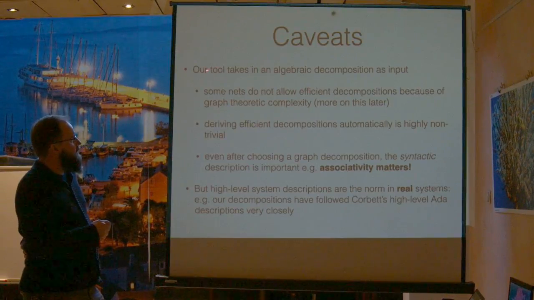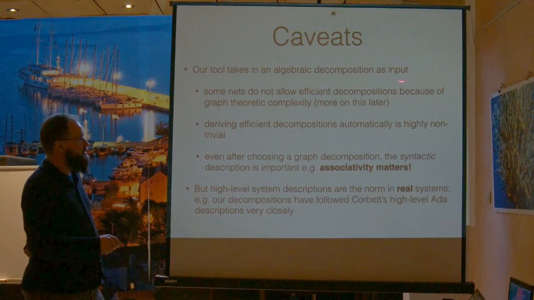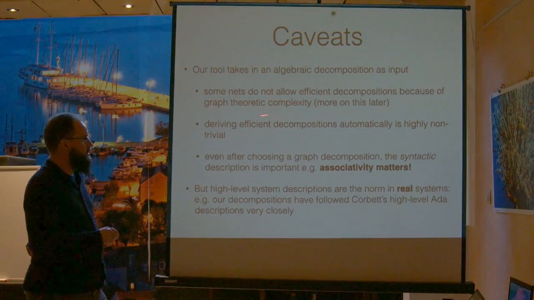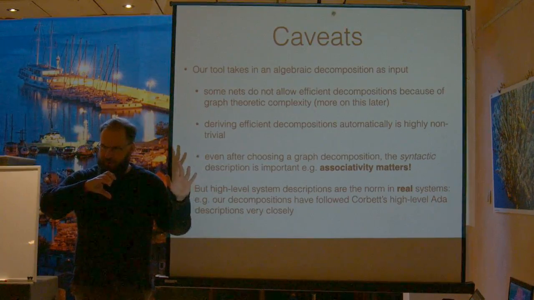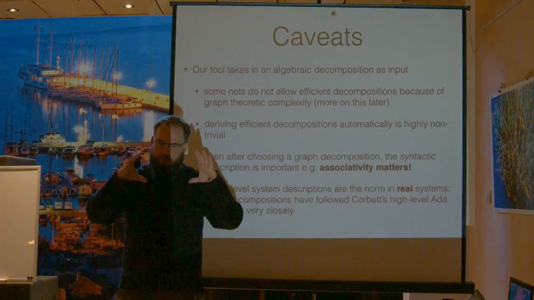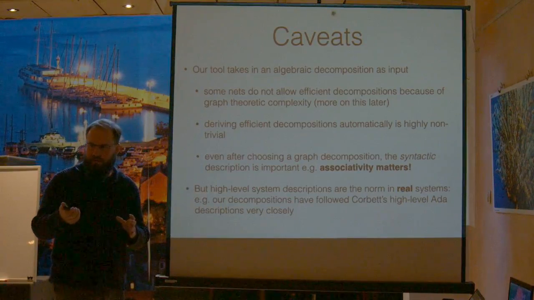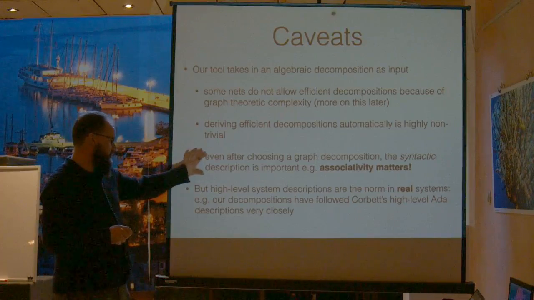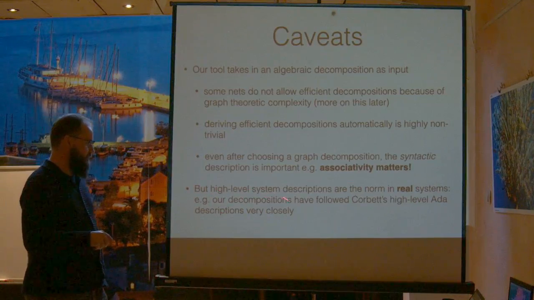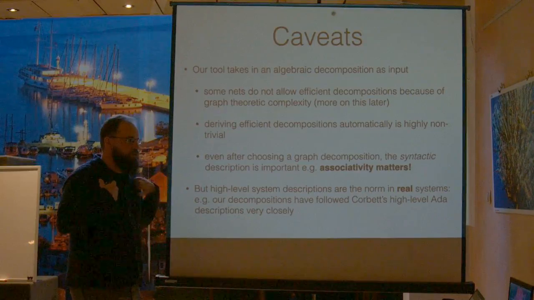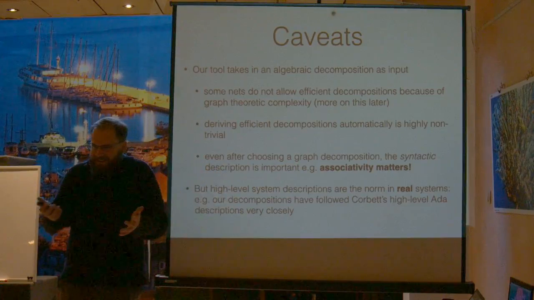Okay, so this is exactly what we were just saying, that our tool takes in the algebraic decomposition as an input. There are also these questions I was discussing with you guys before: ignoring that associativity issue for now, there are some graph topologies which just do not admit efficient decompositions. Right? So this is related to notions of rank width in graph theory, etc. And of course, as we said before, associativity matters. And this is, of course, my retort: high-level system descriptions are all given to you, right? So why would you throw this information away and start with a monolithic state space? It just seems like a silly way to go.